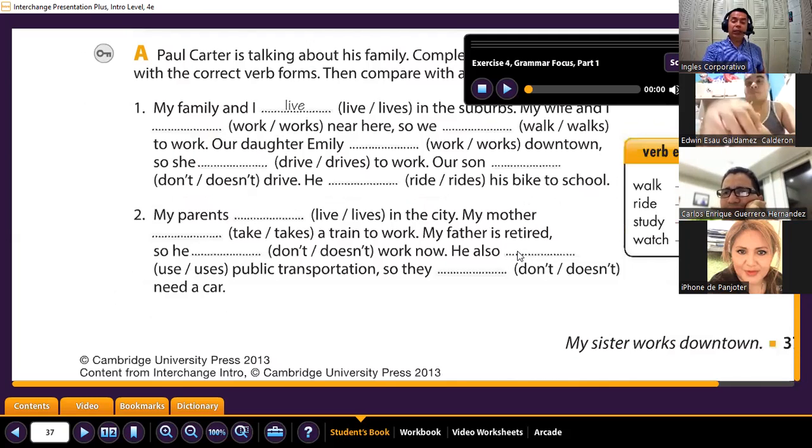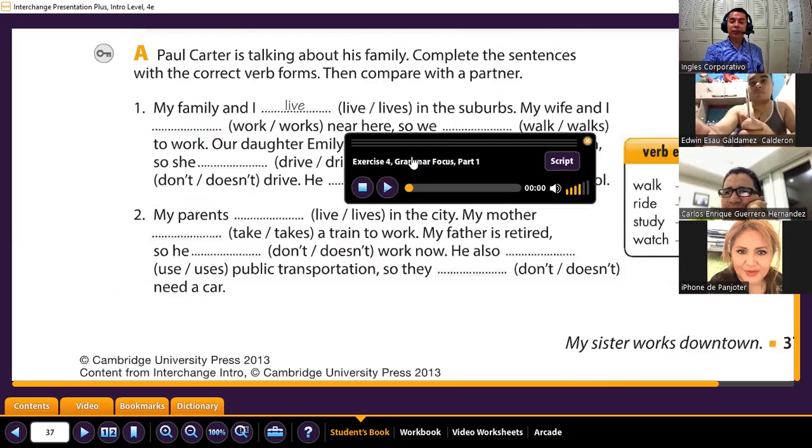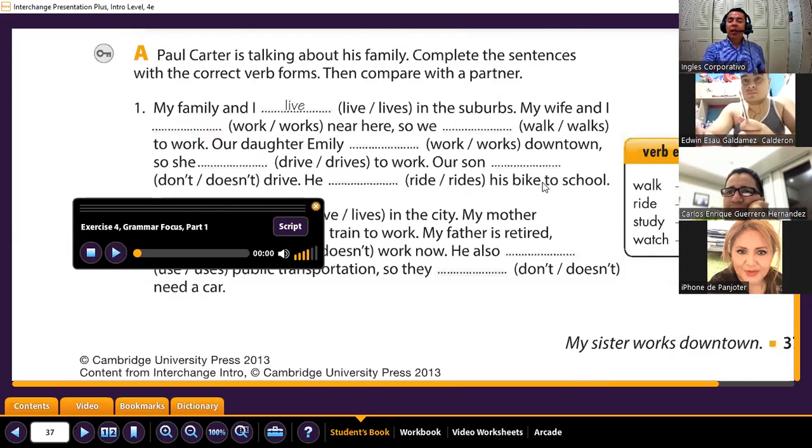Here we have some exercises. No lo vamos a hacer todo, pero vamos a hacer unos cuantos aquí. Let me see. Verb endings with he, she, and it, right? Walk, walks. Ride, rides. Study, studies. Watch, watches, right?